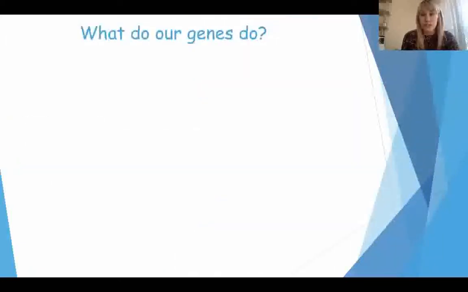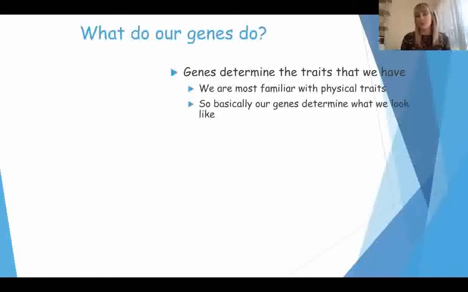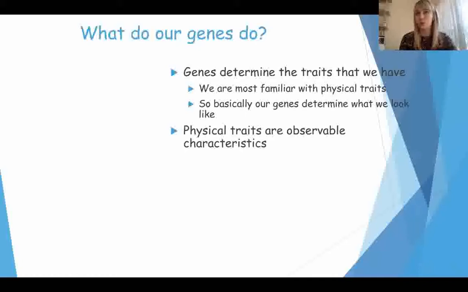So what do our genes do? Genes determine the traits that we have. Most of us know physical traits. That is basically what you look like. So do you have blonde hair? Do you have blue eyes? Do you have a dark skin color, or do you have a fair skin color, etc.? Those are all physical traits. Big ears, small ears, lots of different examples. So physical traits are observable characteristics, like I've just mentioned, that you see when looking at someone else.